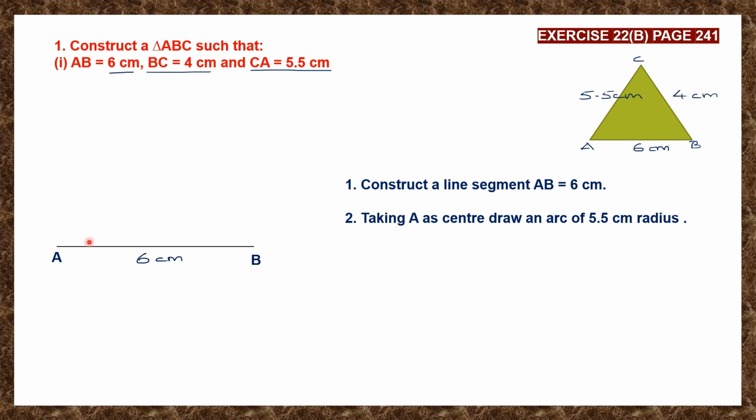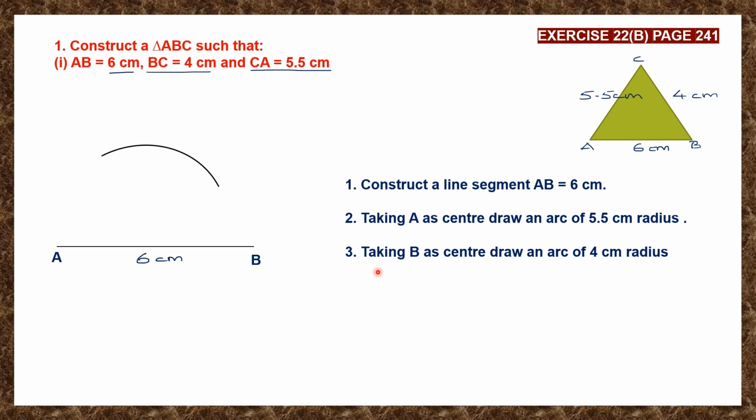So we're going to take A as the center, take your compass, measure 5.5 centimeters on it and draw an arc. Now, how do you know where to draw an arc? Now, you know it's a triangle. We don't know which shape it is, so we can draw a big arc if you want. Okay, initially because you're not very sure where exactly it's going to come. So we're drawing a big arc. Okay, so this is the arc that is drawn from A.